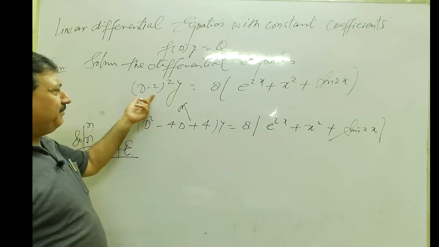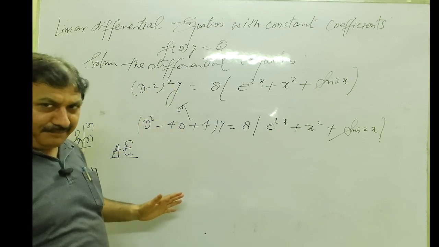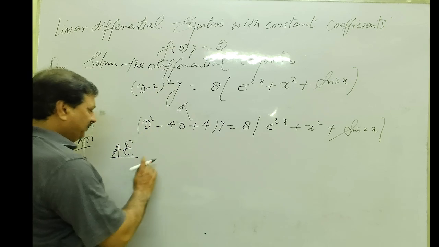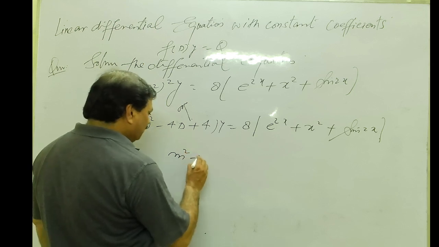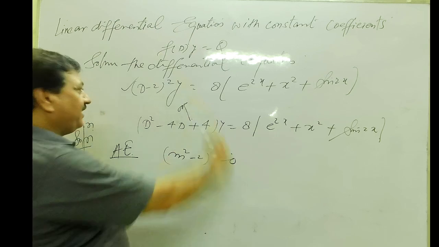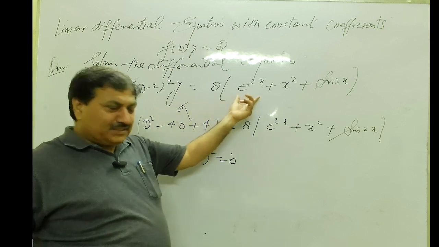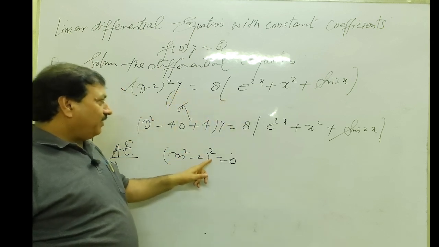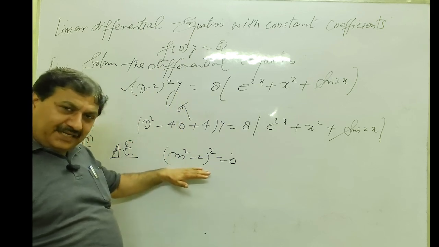D minus 2 whole square and D square minus 4D plus 4 are both the same. So the auxiliary equation in this case is (m minus 2) whole square equal to 0. Here we equate the right hand side to 0, replace y by 1 and D by m. This is the auxiliary equation.